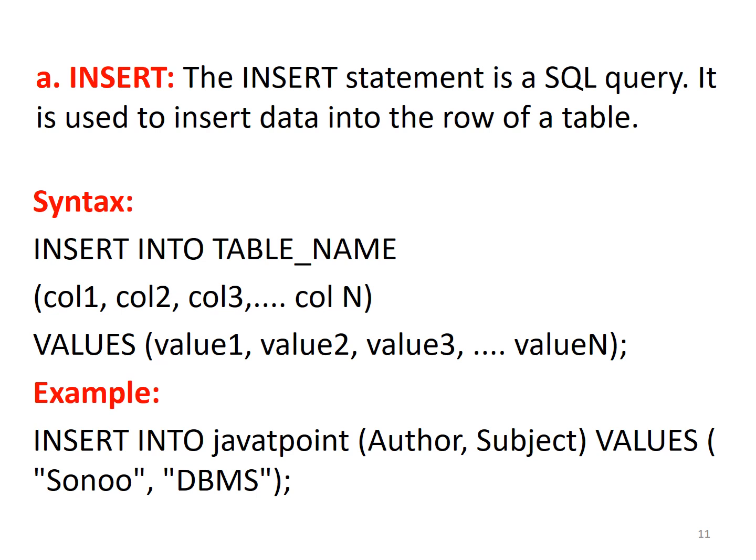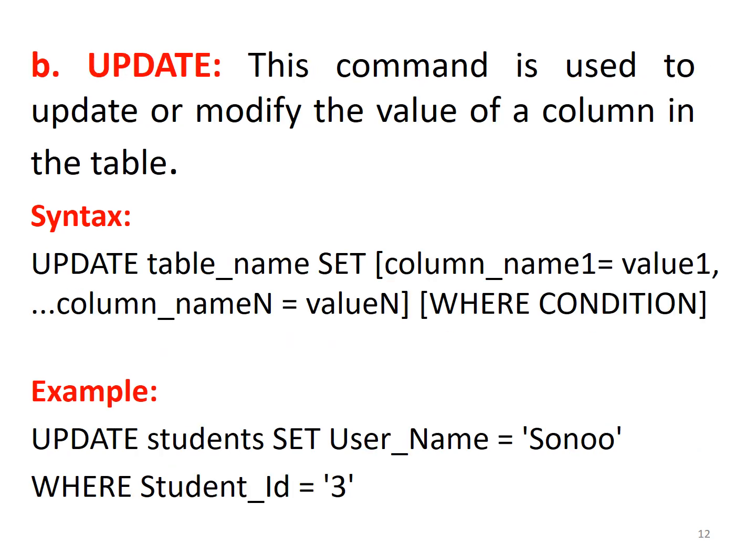Here we have two columns: author and subject. The values we want to insert are SONOO as the author name, and DBMS as the subject. Next one is the update command in DML.